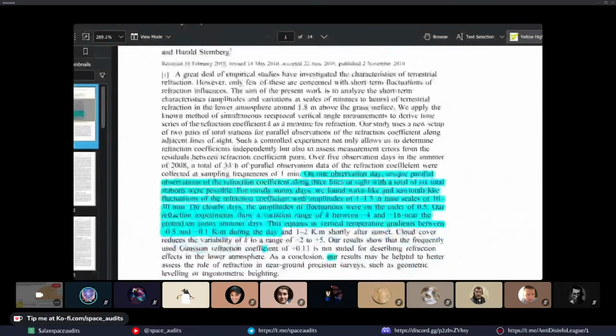So they said they apply the known method of simultaneous reciprocal vertical angle measurements to derive the refraction coefficient. Sorry, I was muted. Real quick, whenever they say, oh yeah, refraction is a thing, but we'll just do some reciprocal zenith action and cancel it right out. Wrong. There's a study that shows that the simple measurement of reciprocal zeniths, when you're trying to line it up, is itself a huge impact on refraction, and it has a wide variance.